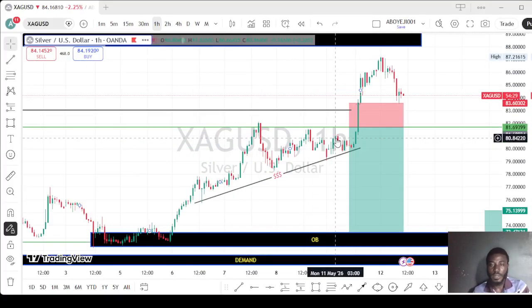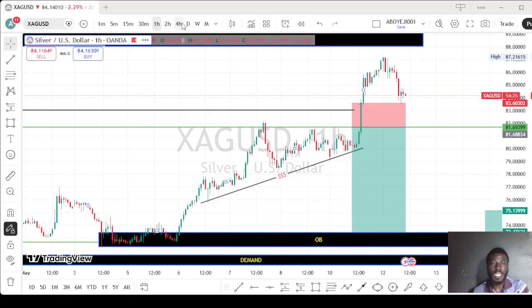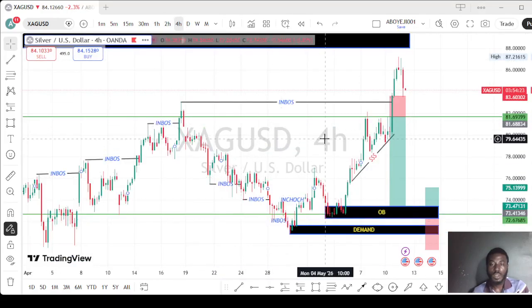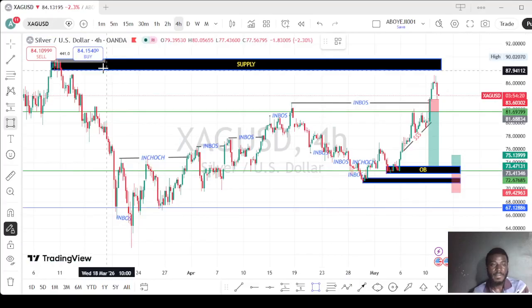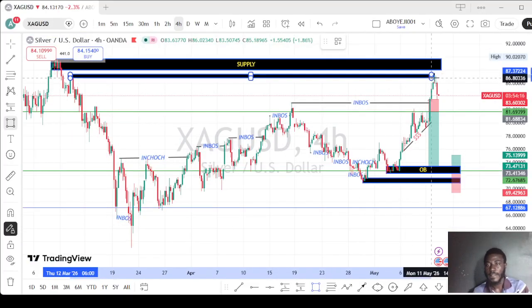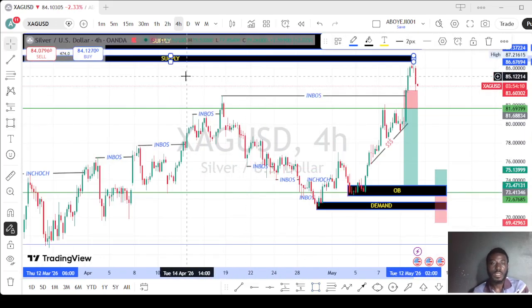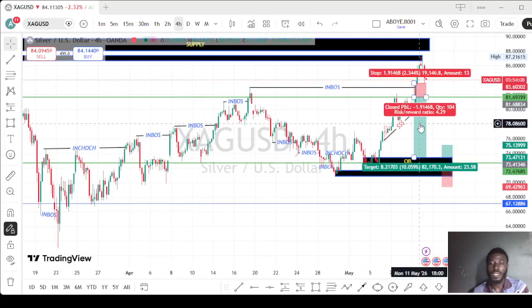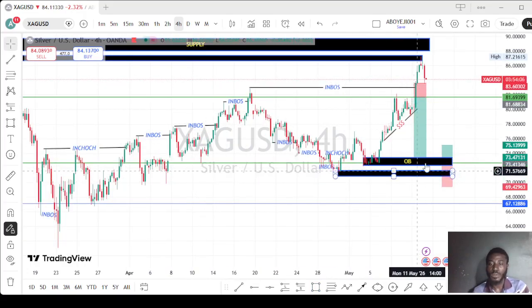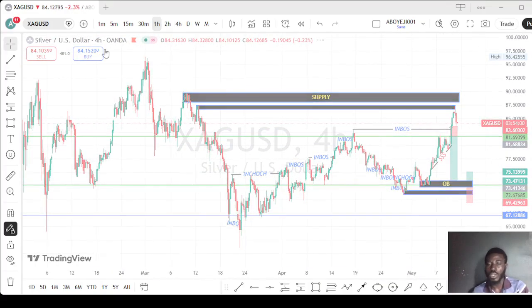This is the 1 hour time frame. This is what the market is giving us after the market mitigated this minor supply. We are still in buying. We are still buying, but the buyer has not come. But let's just continue the trend.